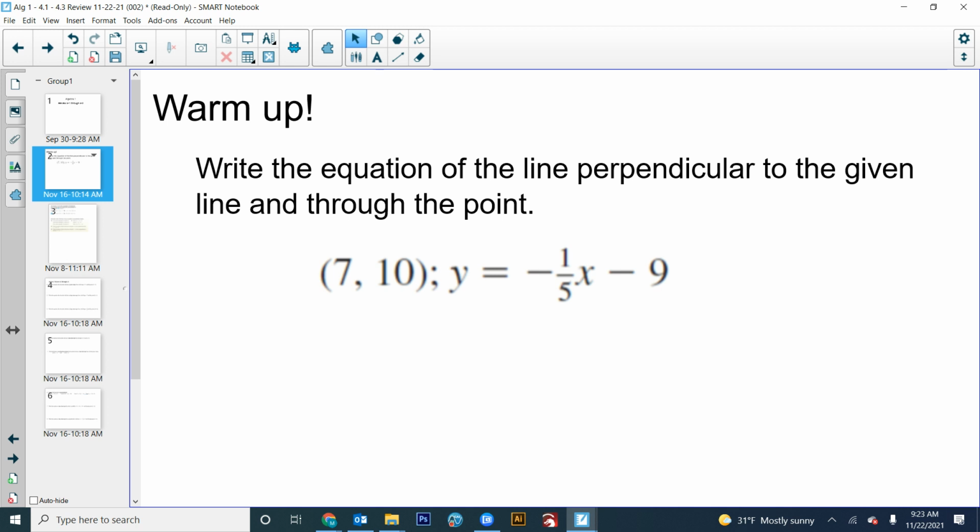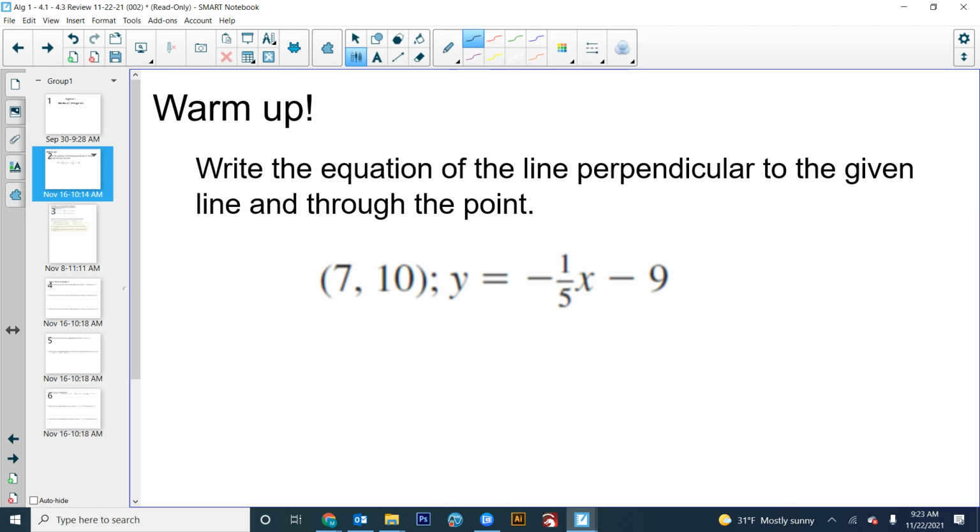Guys, I just want to get started on this. We're not going to work the whole thing because we'll do a bunch of them today. If I wanted to write a line that's perpendicular to this line, what information? Okay, solve for y, right? What's the slope of this line right here, guys? Okay, -1/5. If I wanted to write a line that's parallel to that, I would use what?